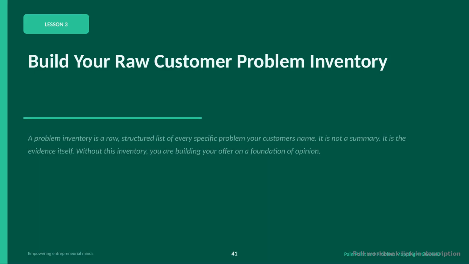Lesson 3. Build your raw customer problem inventory. A problem inventory is a raw, structured list of every specific problem your customers name. It is not a summary. It is the evidence itself. Without this inventory, you are building your offer on a foundation of opinion.